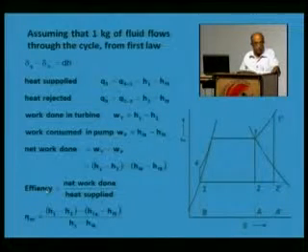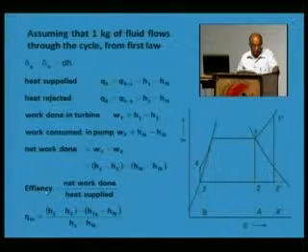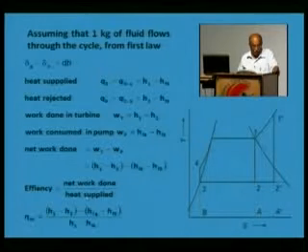the thermal efficiency of the Rankine cycle would be the net work done divided by the net heat supplied, that is (H1 minus H2) minus (Hf4 minus Hf3) divided by H1 minus Hf4, that is the heat supplied.